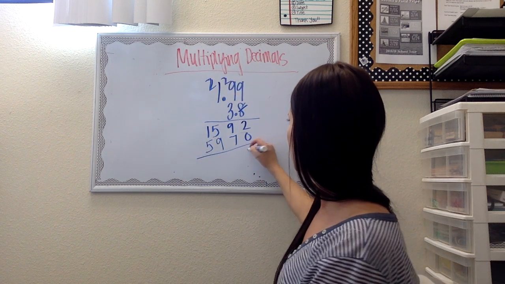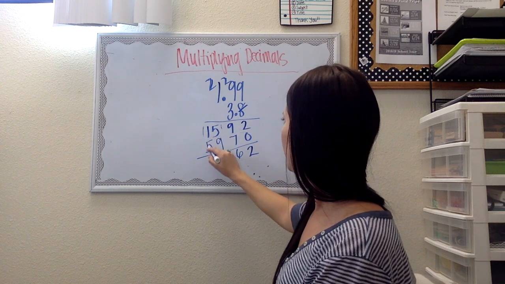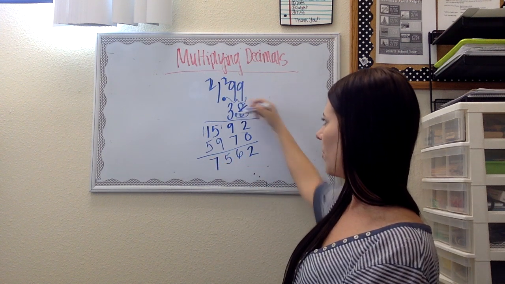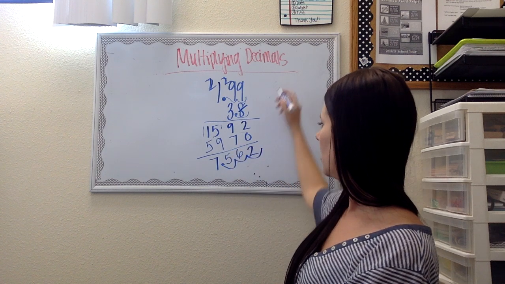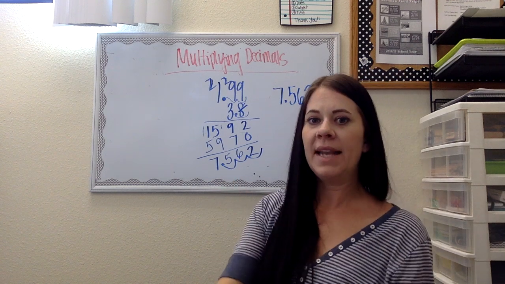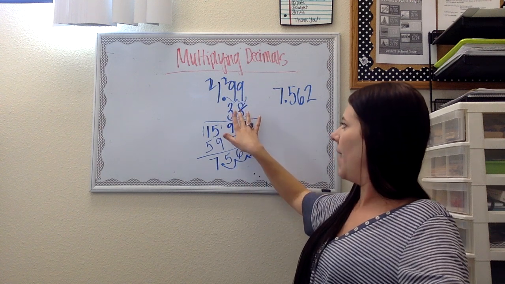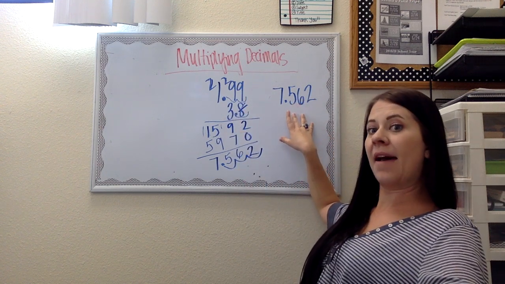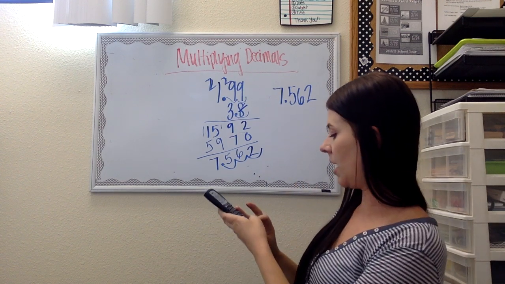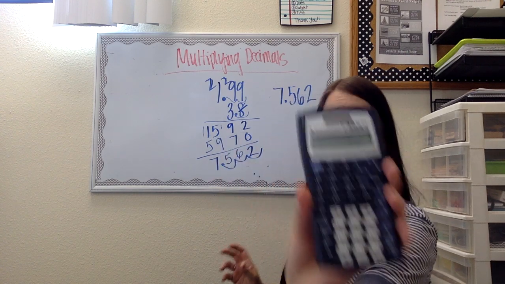I add all my numbers, so 2, 16, 15, 5, 6, 7. And then I count in my decimal places. 1, 2, 3. So 7.562. Now, we need to ask ourselves, does this answer make sense? Would about 2 times about 4 be about 7.5, 8-ish? Yeah, that would make sense. And then what we can really do is also check with our calculator. So 1.99 times 3.8, and we got 7.562.